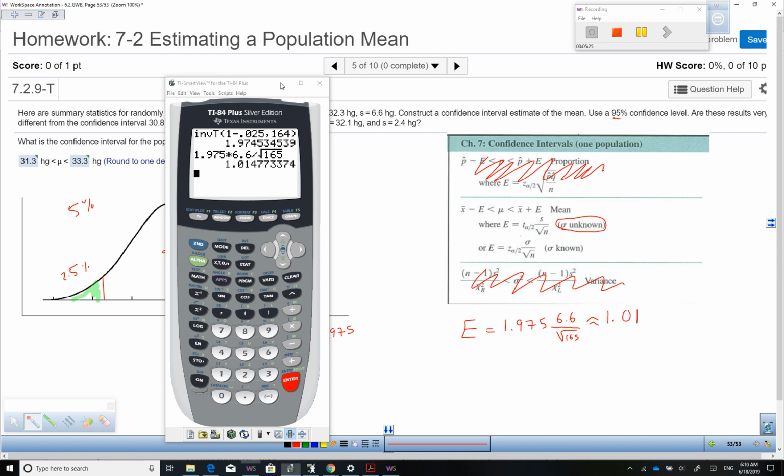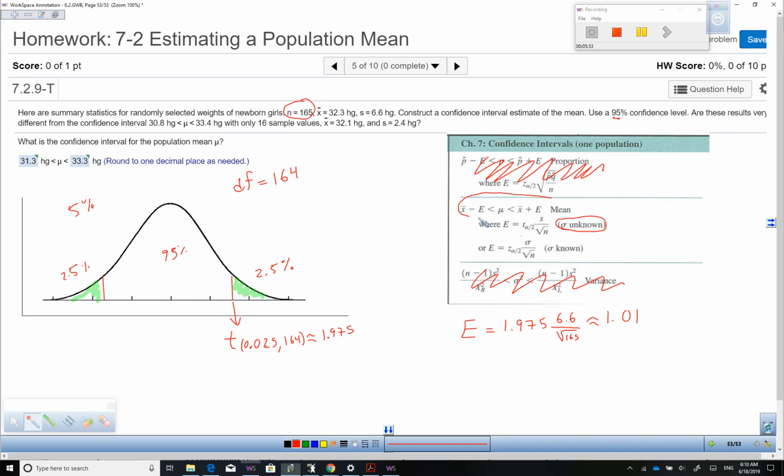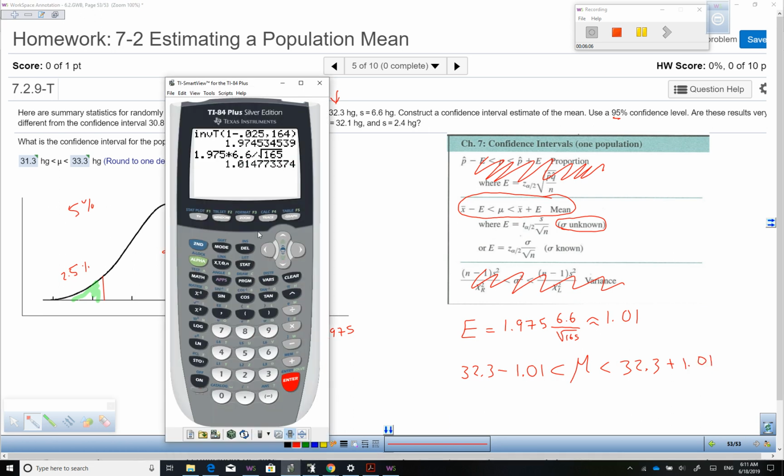I'll use this formula to find the confidence interval of the mean. The confidence interval uses the sample mean, which is right here. That will be 32.3 minus 1.01 and 32.3 plus 1.01. Let me calculate that here. 32.3 minus 1.01 will be 31.29.